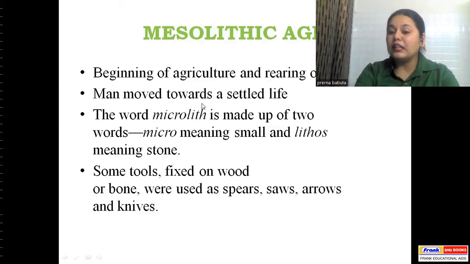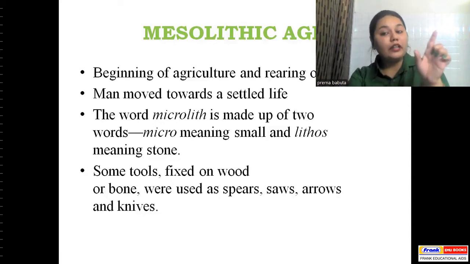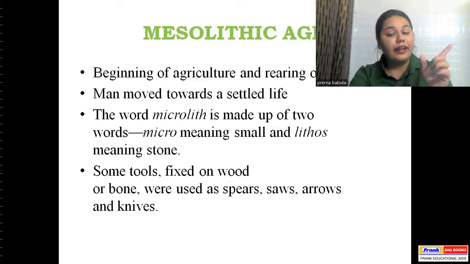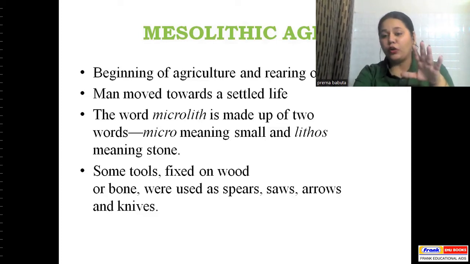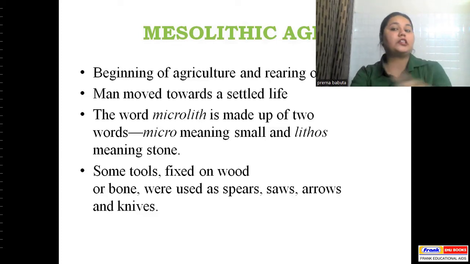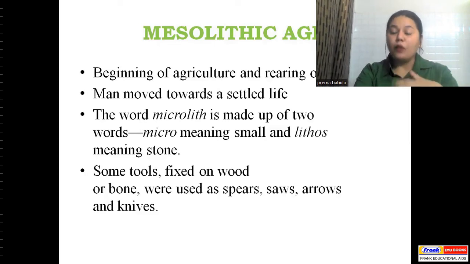And because man started agriculture, what did he do? He started moving towards a settled life. If you remember, in the Paleolithic age we discussed that man led a nomadic life. That is, he did not stay at one place for a very long time. He moved from one place to another, in search of food or shelter and various other things for consumption. But now man started moving towards a settled life.